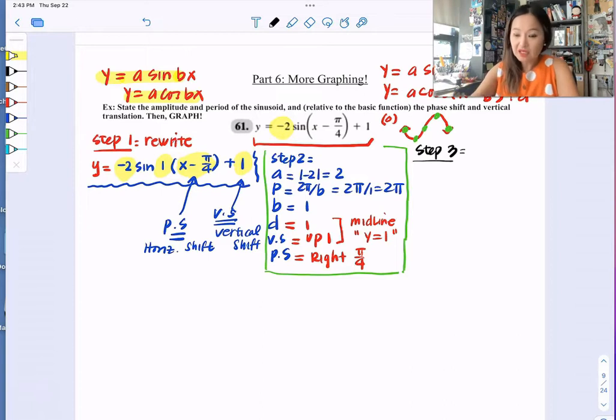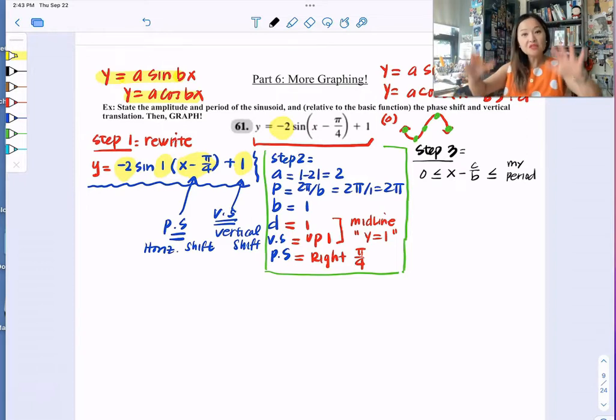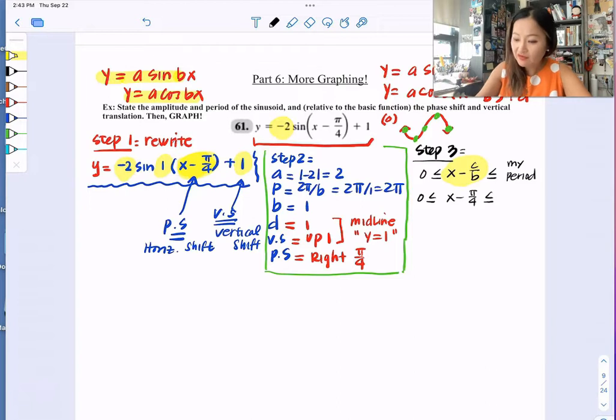Now, I'm going to write something here. You're always going to go 0 is less than or equal to whatever the x minus c over b is and my period. That means what's the period for this particular function? Okay, and x minus c over b is this right here. So I'm going to write that 0 is less than or equal to x minus pi over 4. My period for this graph was 2 pi. So it's 2 pi here. Now, see if you understand that part and ask me if you don't.